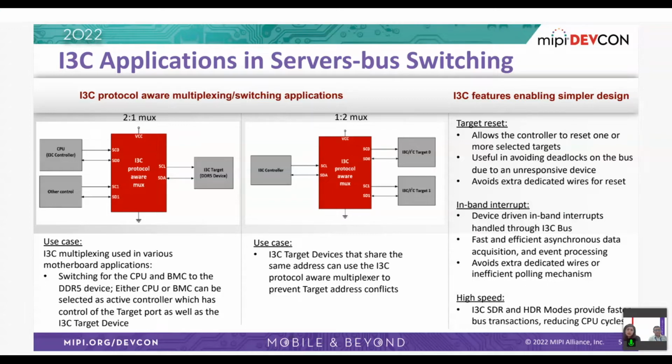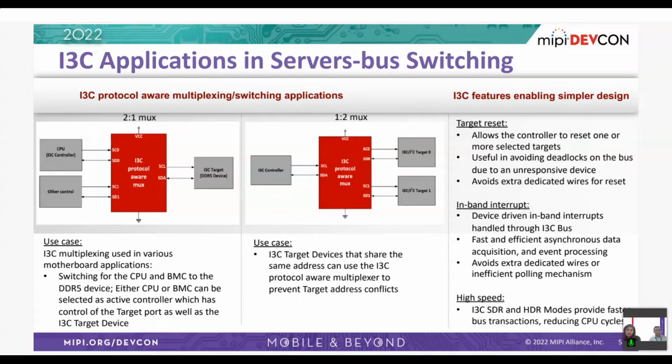The first one is target reset. I3C supports target reset, where the controller sends a specific target reset pattern to reset one device on the bus or multiple devices on the bus. This is helpful in applications where a device is unresponsive, and in order to avoid deadlocks on the bus, the target reset pattern can be sent to the device to reset it. It also enables lower pin count, because now you don't need an extra dedicated wire to generate a hard reset on the device. It can be handled via the I3C protocol through this I3C target reset pattern.